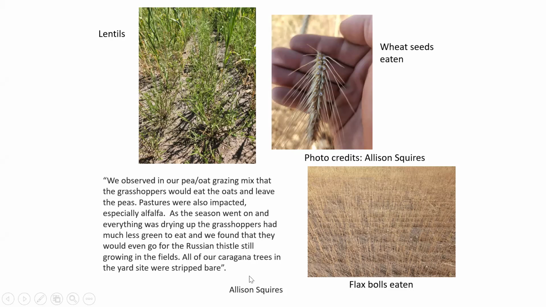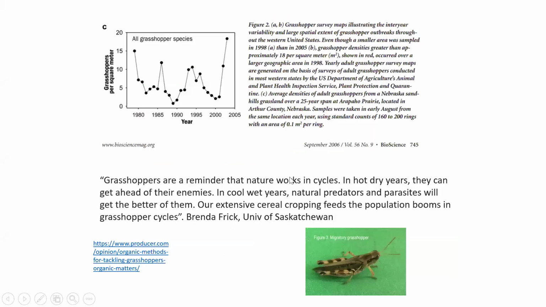They will eat everything. This is a quote from a farmer in Saskatchewan, and here you can see the flax plant. All of the seeds have been eaten. Here you can see the weed seeds have been eaten. Grasshoppers can be extremely devastating.